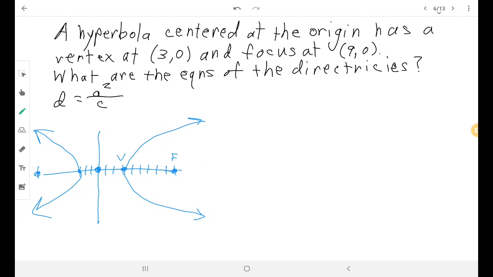I do know some things, though. I know my A distance is 3. I know also that my C distance, that is the distance from the center to one of my focus points, is 9, right? Because we've got 3 here, 9 here, center at the origin. So it's pretty easy to count that.